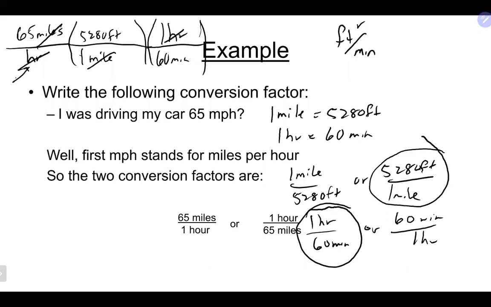The hours would cancel. Now the units I have on top are feet. The units I have on the bottom are minutes, which is exactly what I'm looking for. Now, because I set it up this way, I know that I'm going to multiply across the top. So everything here is going to be multiplied, and then I'm going to come back and divide by whatever's on the bottom. So in this case, I would take 65 times 5,280 times 1, hit equals, divide it by 60, and I will end up with, it looks like, 5720.